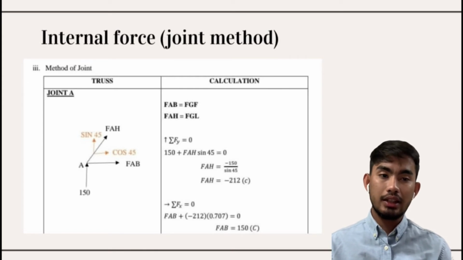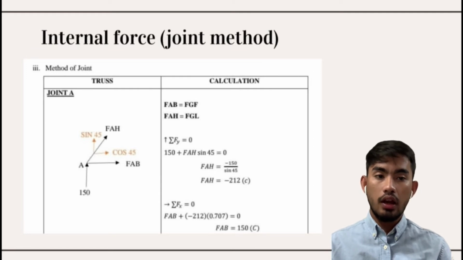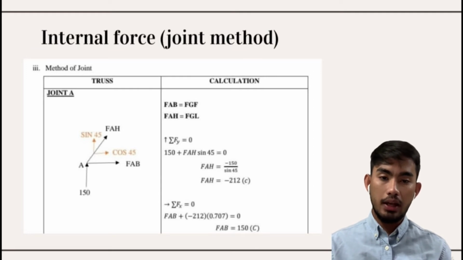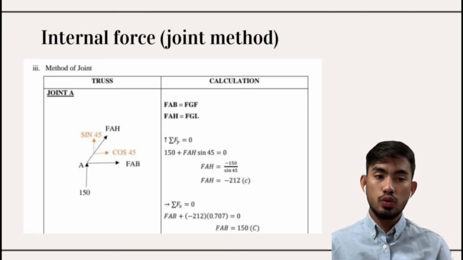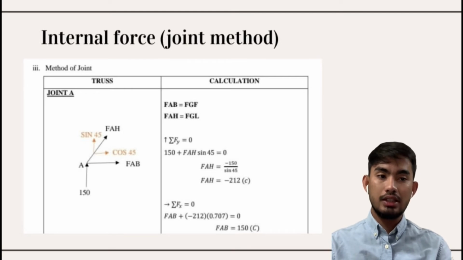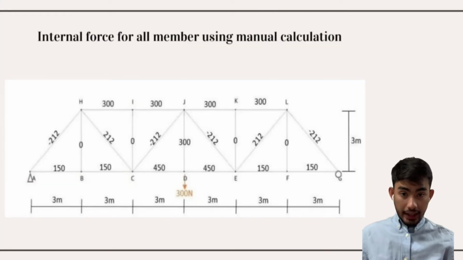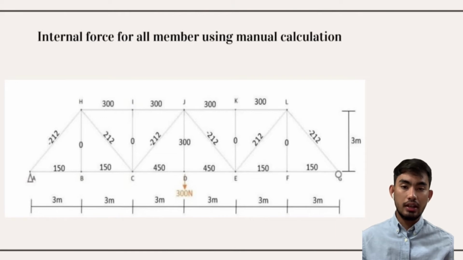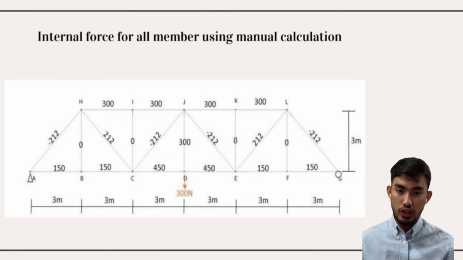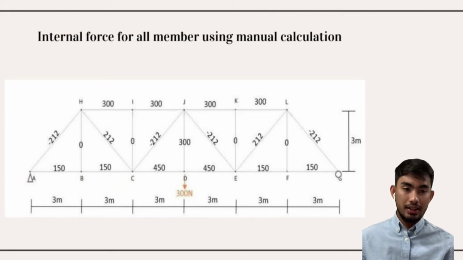Then we can get the internal force for FAH and FAB. It's the method to calculate all members using this joint method. Next, after we finish calculating all members, here is the answer for the internal force from the manual calculation using the joint method.